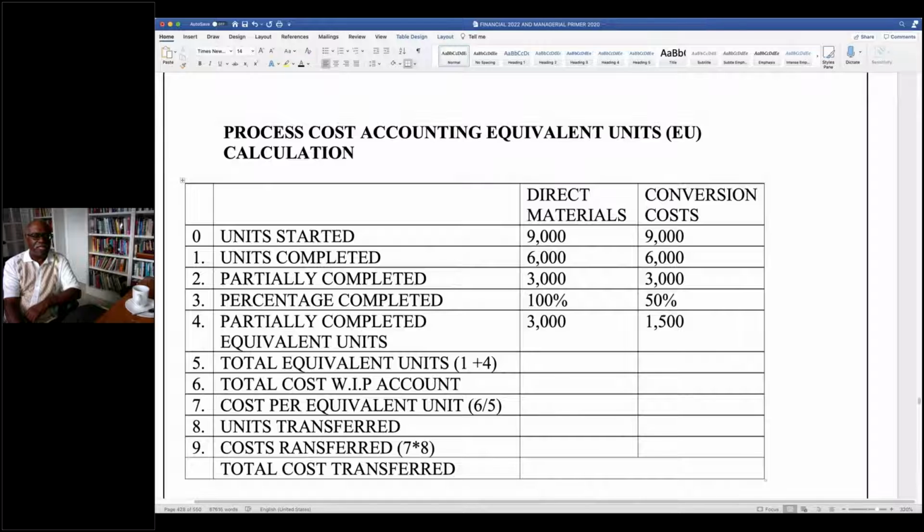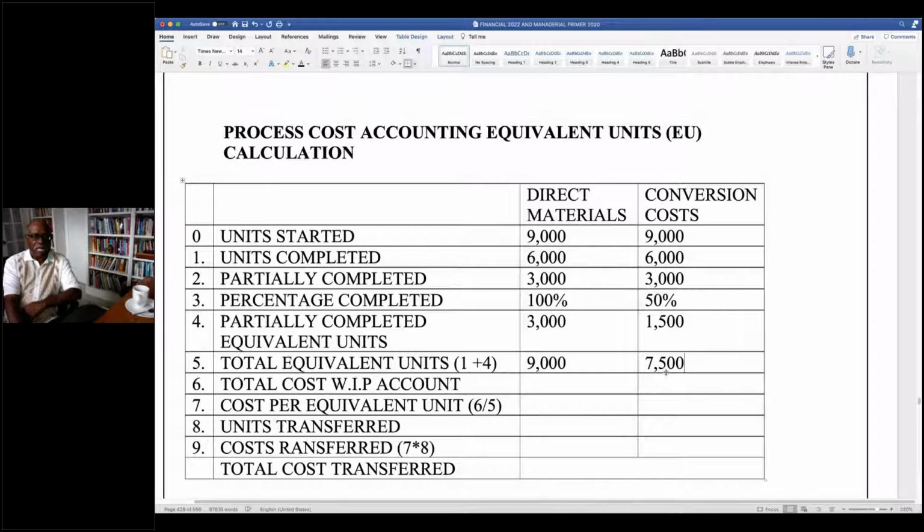Go back over that. Okay, 9,000. How'd you get 9,000? Because I did the units completed, which was 6,000, plus the partially completed, got 9,000. And how much do we have here? 7,500. 6,000 plus 1,500, so we got 7,500.